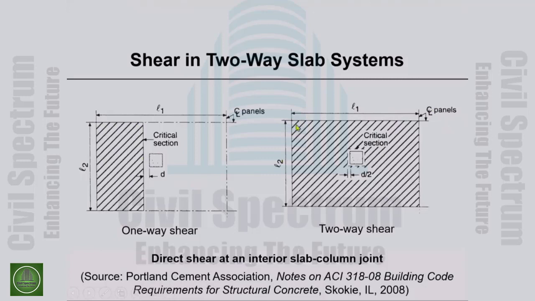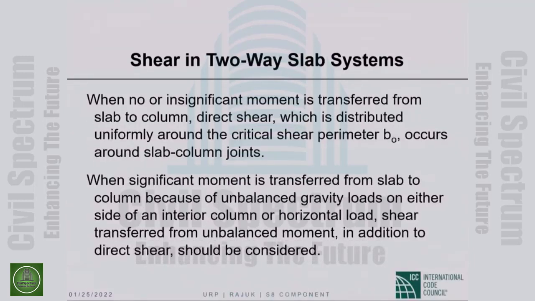Two-way shear is caused by slab load acting on the entire panel, center line of panel to center line of panel, from top to bottom, center line of panel to center line of panel, from right to left. So the two-way shear, the shear itself, is the entire load that sits on the slab panel minus the load that sits inside the critical section. The load that sits inside the critical section is directly on top of the support, so that does not cause any shear. That goes directly to the support.